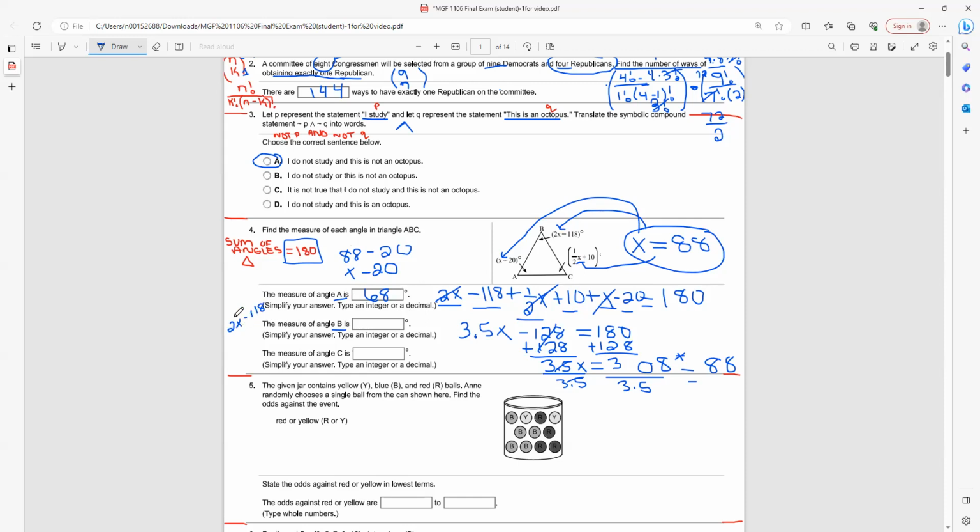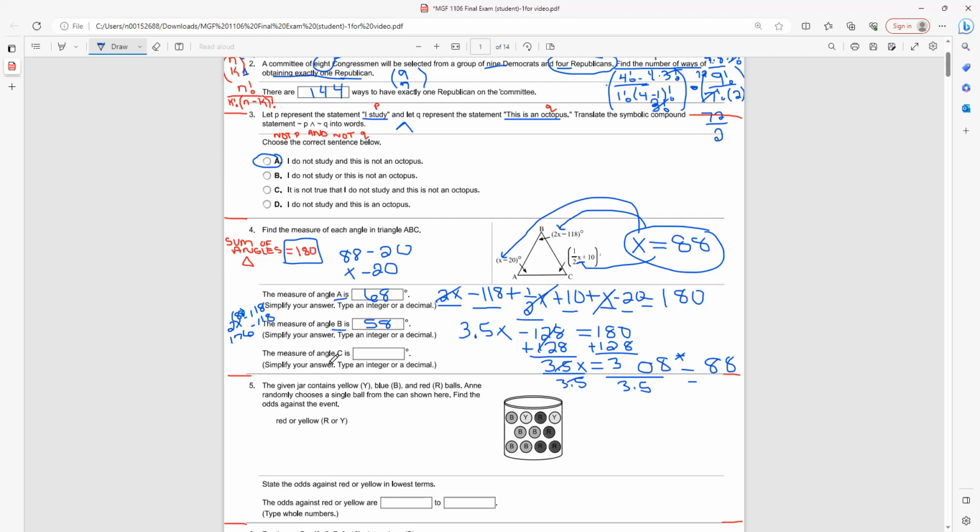And then angle B is equivalent to 2x minus 118. And remember, our x is 88. So here we'll multiply 2 times 88. We'll get 176 minus 118. And that would give us the measure of angle B, which is 58.